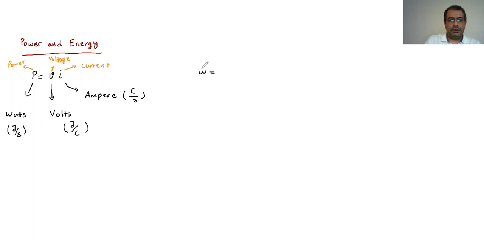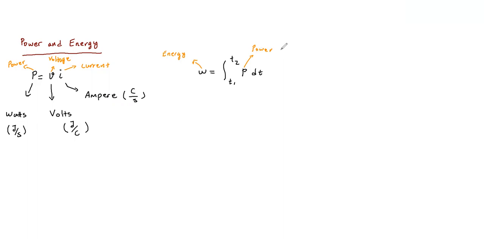So the energy is equal to the integral, from T1 to T2, of P dt, because the power is energy over time. The power is joules per second, or watts, and the energy is just joules. Again, we are probably not going to use that equation. Up to here, just remember this equation, P equals VI. This is what we use later in our calculations.